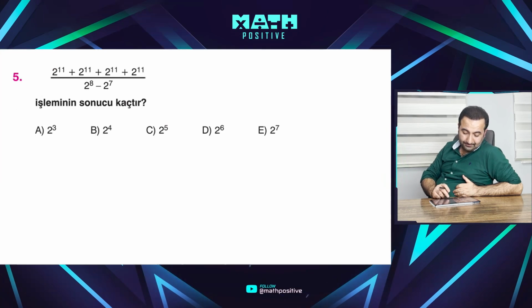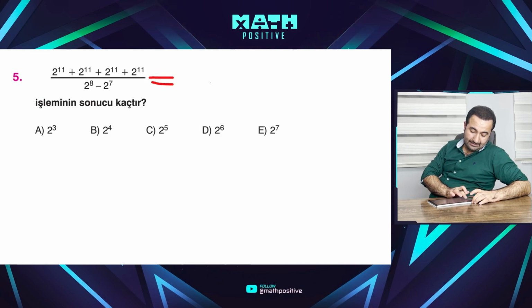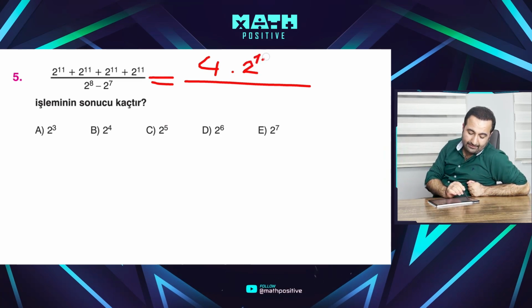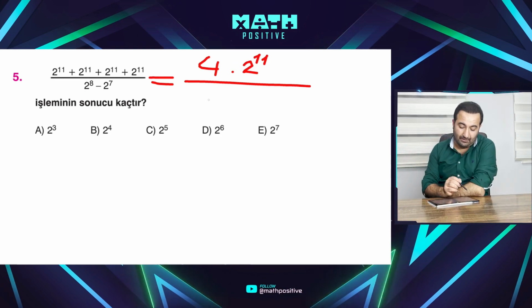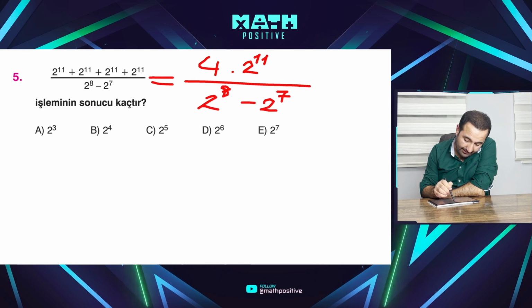Another one is this fifth question. We can solve this. This looks nice. Let's solve this question. It says 2 to the power 11 plus 2 to the power 11. Again, that is 4 times 2 to the power 11. Let's write this. The upper side is 4 times 2 to the power 11.